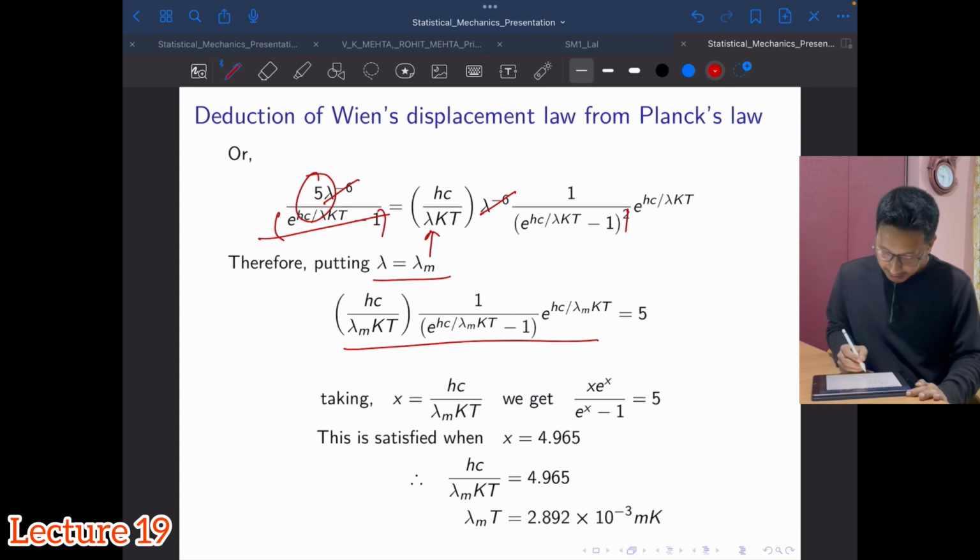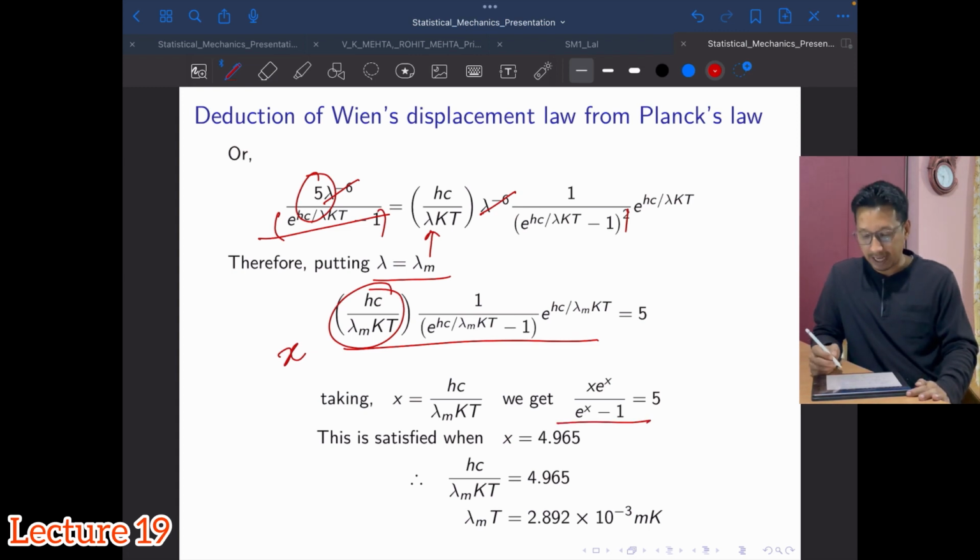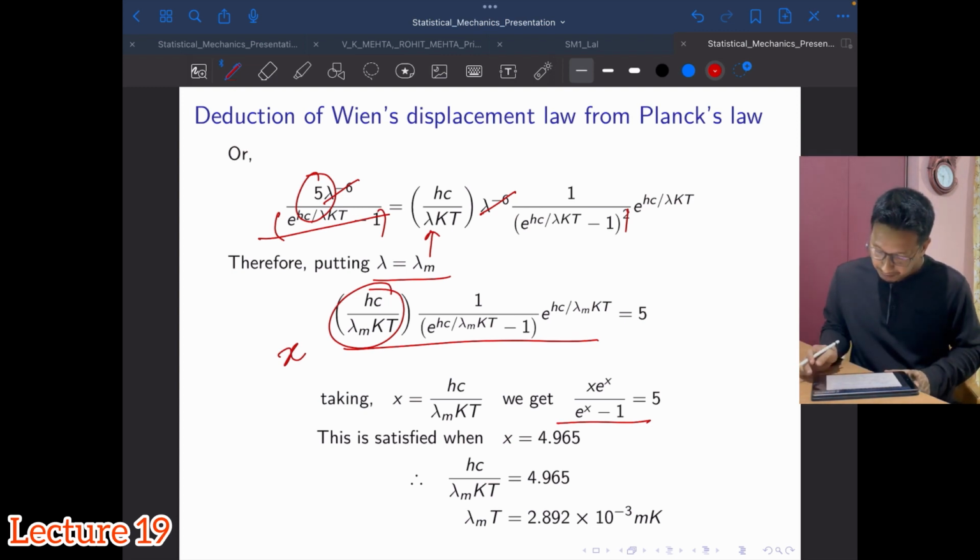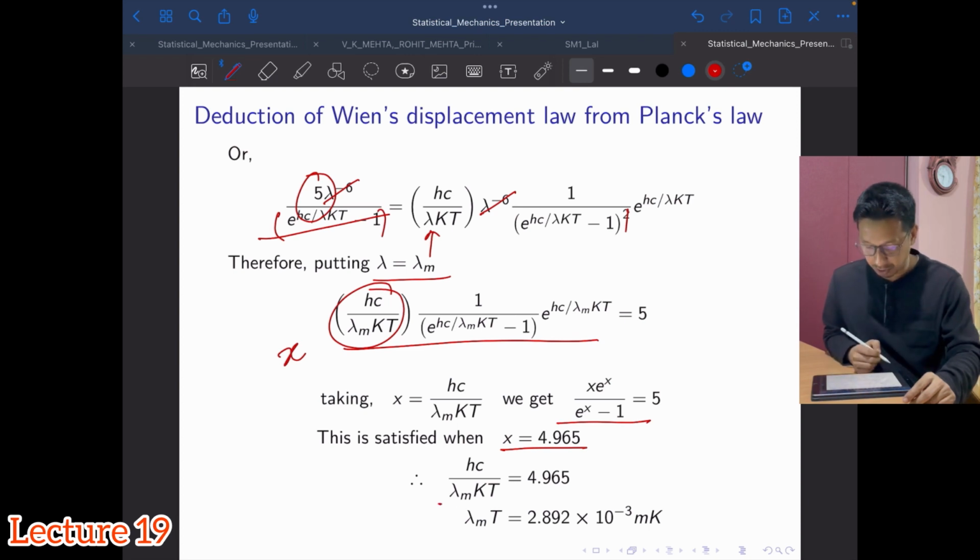Again make a substitution: let's say this entire thing I call x. If I substitute back, I will get x e to the power x by e to the power x minus 1, which is equal to 5. Now, these equations hold good, you can solve it numerically. This equation holds good for the value of x equal to 4.965. Then substituting back again for x, I will get this expression.